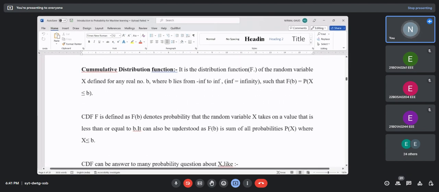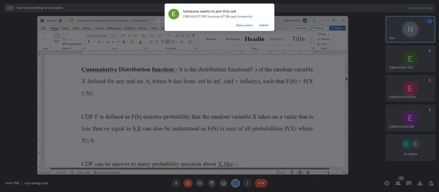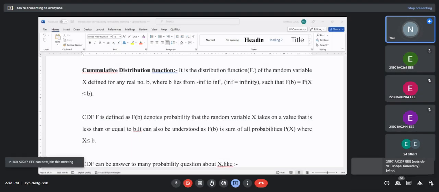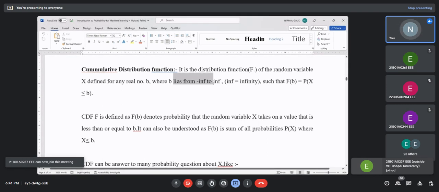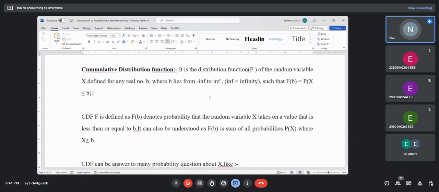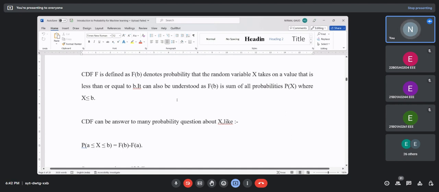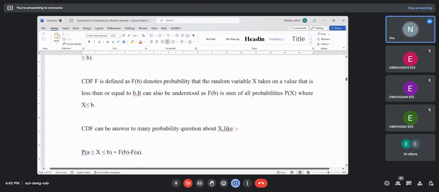Now next is cumulative distribution function, CDF. So it's a distribution function of a random variable which has been defined over the number b. Okay, and here b is lying between minus infinity to plus infinity. So any number between this limit, it's a real number on which my function has been defined. So it's said to be CDF, that is cumulative distribution function. It's denoted by F(b), and the probability that the random variable x is going to take a value which is less than or equal to b is defined as: x less than or equal to b.